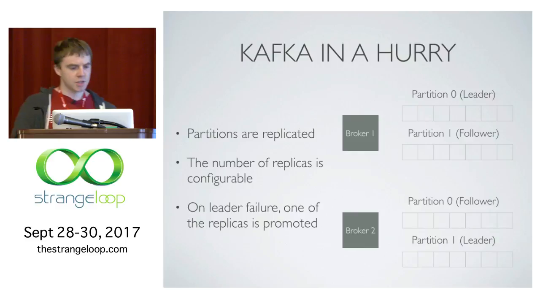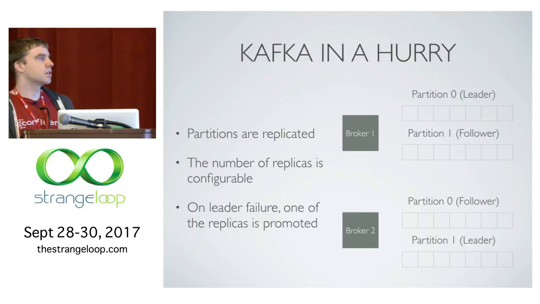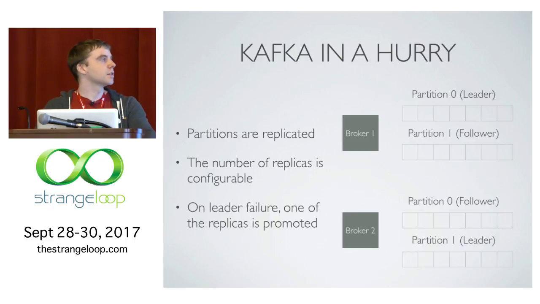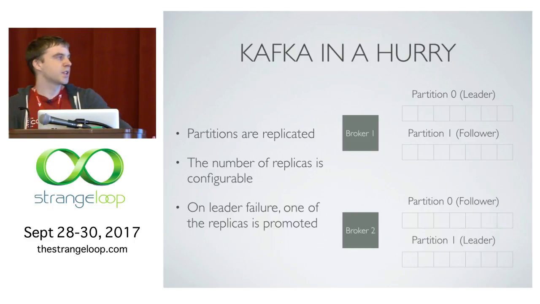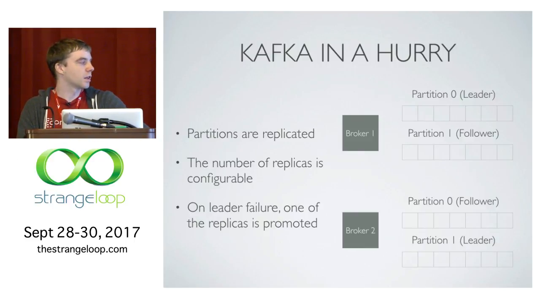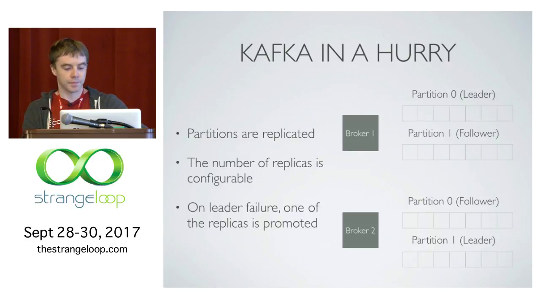As I mentioned before, partitions are the unit of state. So partitions are replicated among the brokers. You can have as many replicas as you want, typically 3 or 4. And then one of those replicas is assigned as the leader. This is how we get our durability and availability. So if the leader fails, one of the replicas is promoted.